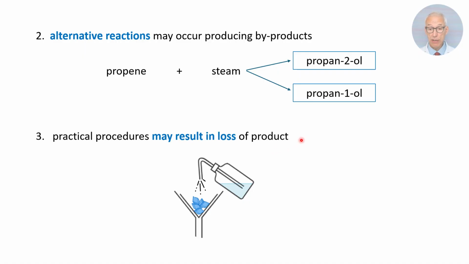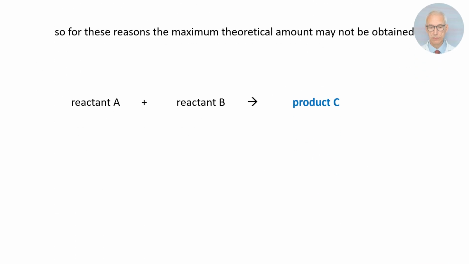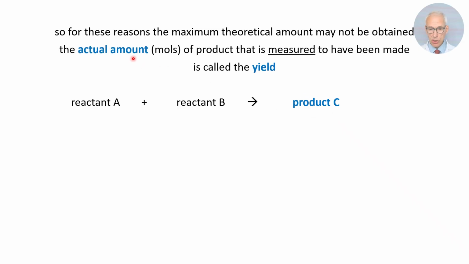Practical procedures may result in the loss of product. The third reason, for example, preparing pure copper sulfate crystals, the final step is washing and drying. Well, that must result in some loss of the crystal product. So for these reasons, the maximum theoretical amount of, say, product C may not be obtained. The actual amount of product that is measured to have been made is called the yield.